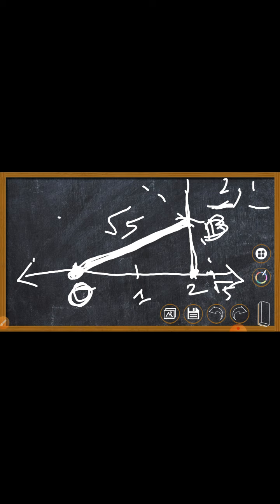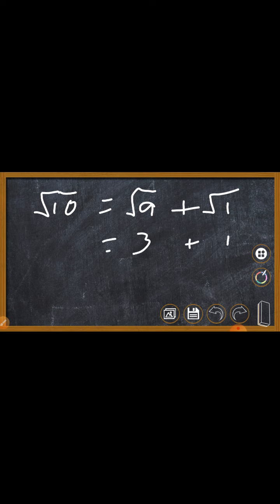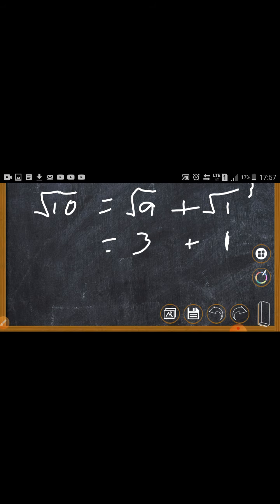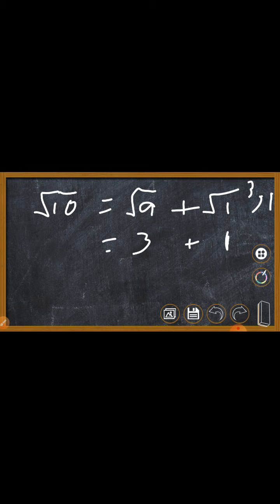Let's do one more sum like this, which may not be in your exercise. Root 10. Let's express root 10 on a number line. First step, express root 10 as two perfect squares. So we will write it as root 9 plus root 1. Root 9 is 3, and root 1 is 1 only. Now we will move on to the number line. So the numbers to remember are 3 and 1.